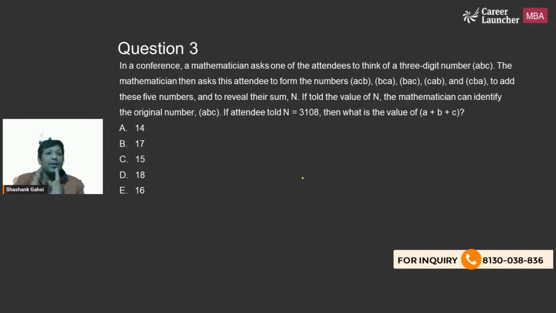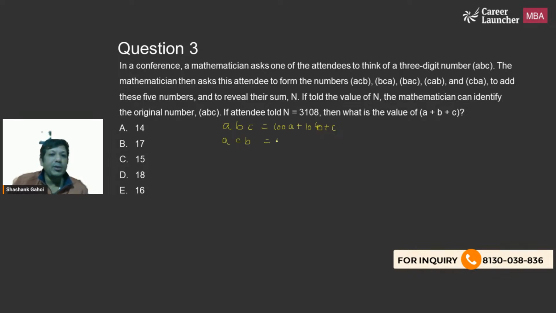What does it say? So in a conference, a mathematician asked one of the attendees to think of a 3-digit number. So 3-digit number ABC. Okay. After that, he asked the attendees to write ACB, BCA, BAC, CAB, CBA. So I have a 3-digit number ABC, which can be written as 100A plus 10B plus C. Right? Now he also asks people to write ACB.